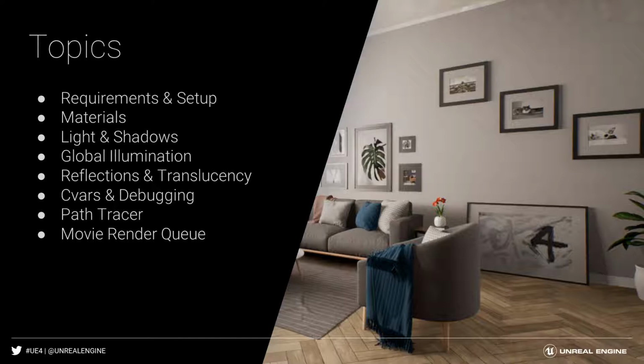We'll look briefly at working with materials for ray tracing. We'll talk about lights and shadows, which are a very important part of doing real-time ray tracing, as well as global illumination, reflections, and translucency. We'll also take a brief look at some of the console variables, or as we call them, CVARs inside of Unreal that can help you with ray tracing, as well as some debugging techniques.